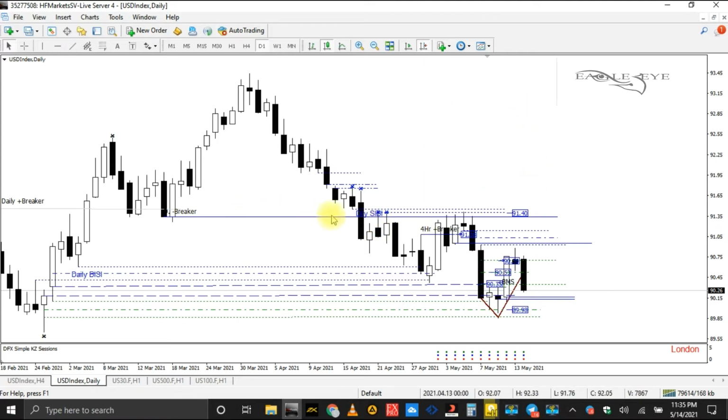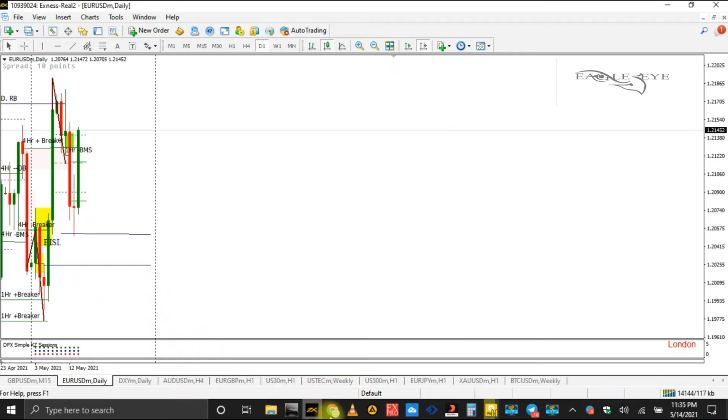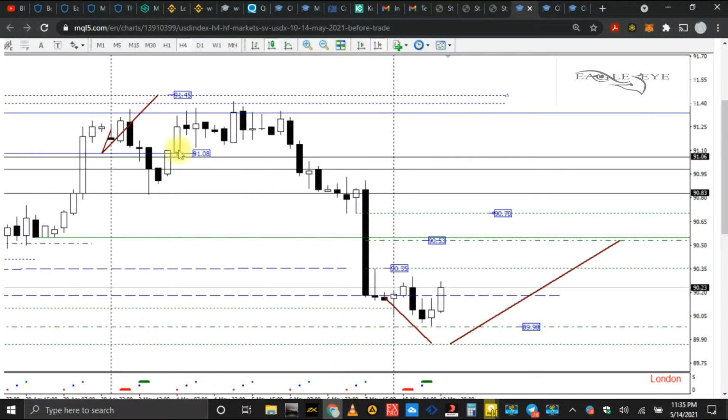All right, so this chart. I was expecting some bullishness within this week, and we'll go through why I was expecting that bullishness. So let's go to my dollar index.